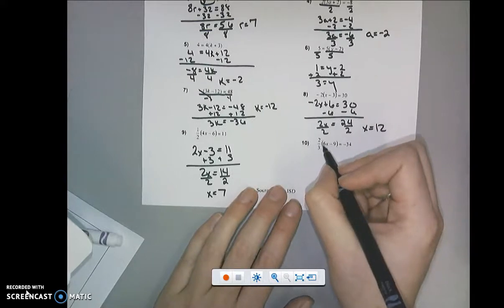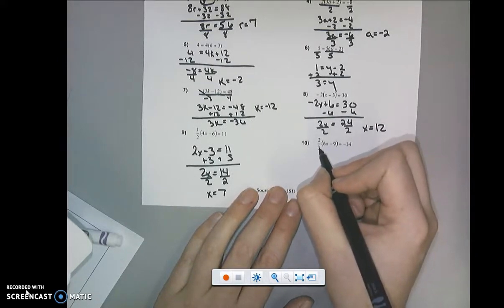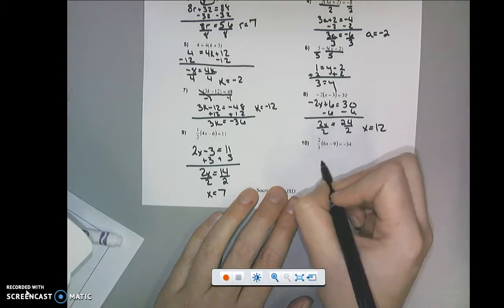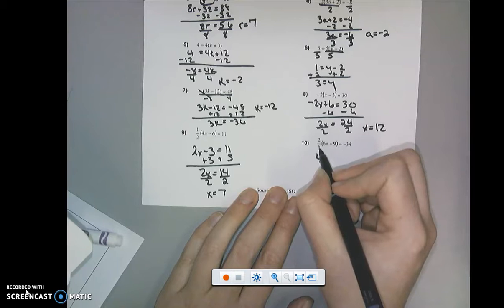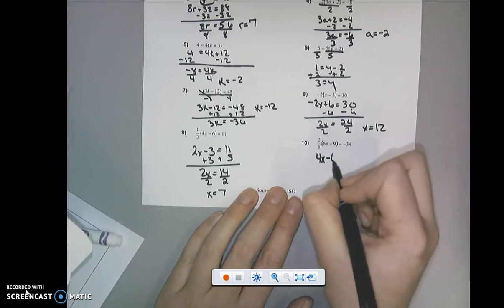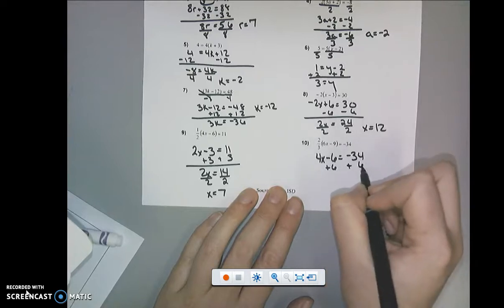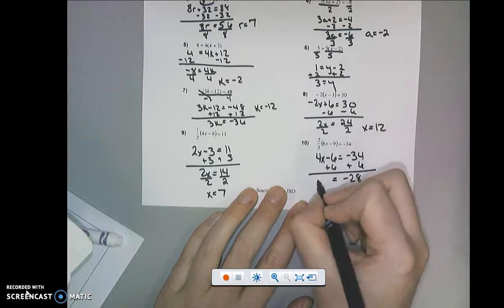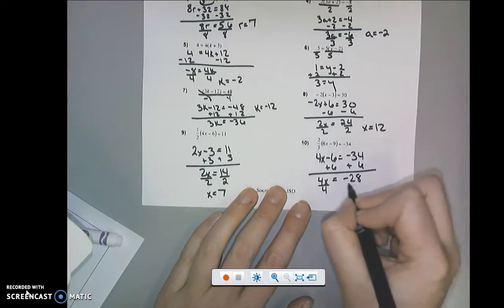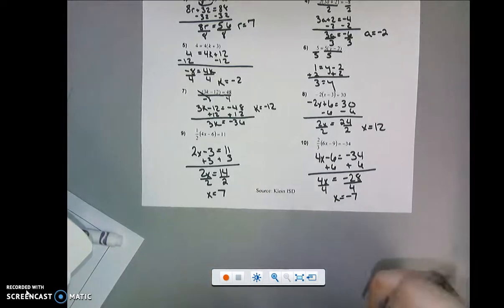Over here, I'm going to divide. Now I'm going to multiply by a whole number. So remember, when I'm multiplying, 6 divided by 3 is 2. 2 times 2 is 4x. 9 divided by 3 is 3. 3 times 2 is negative 6. Add 6. So I'm going to have negative 28 equals 4x. Divided by 4, x equals negative 7. And that is solving using the distributive property. Yay!